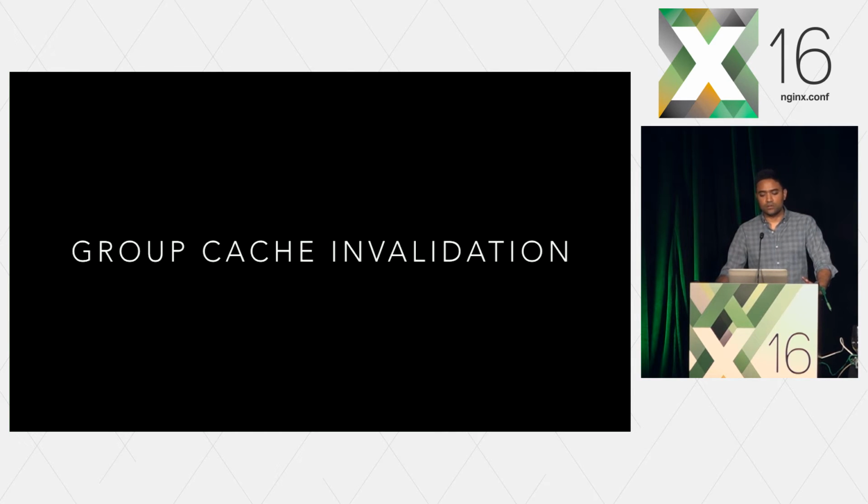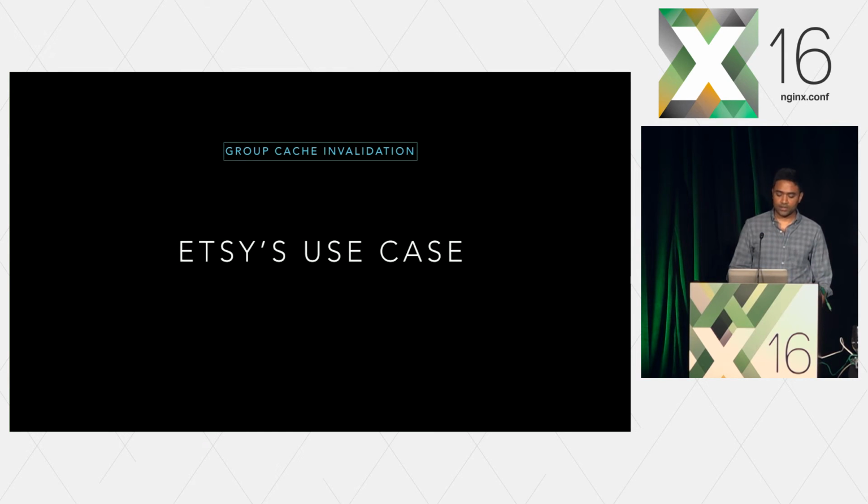And the last one is the group cache invalidation method, which is something we worked on at Etsy, and we'll talk about how we built it and why we built it. So to do that, we'll talk briefly about what Etsy's use case was and why the other two didn't fit for us.